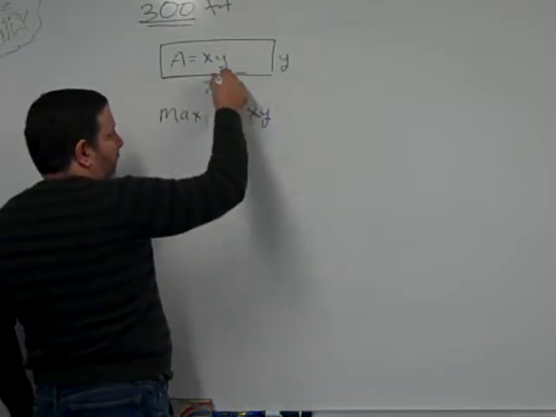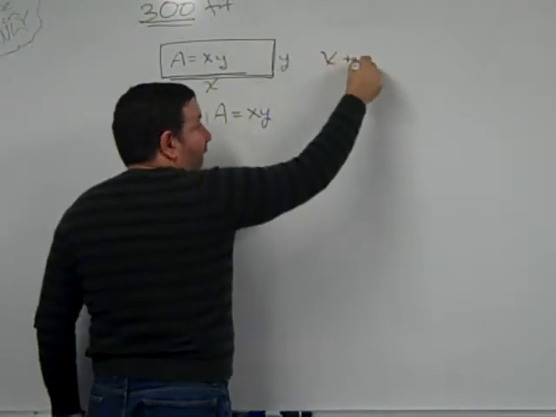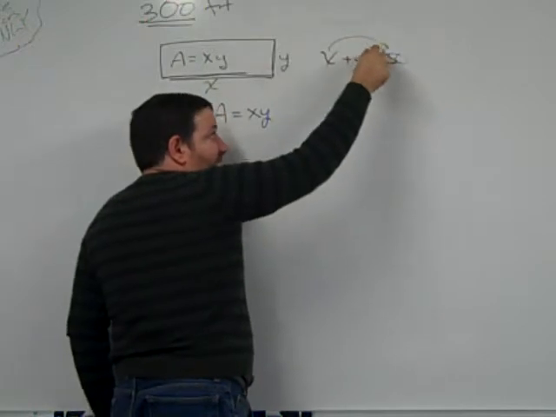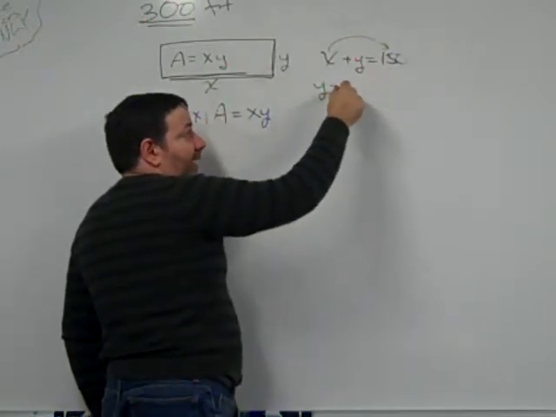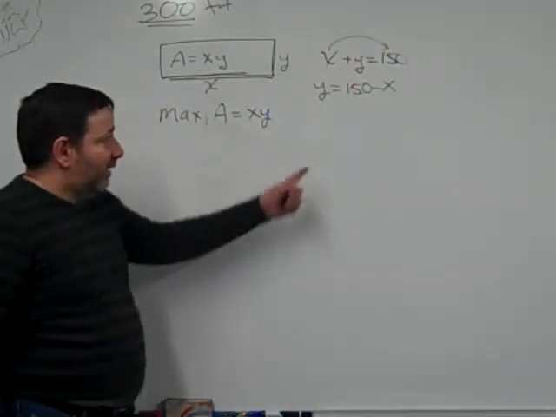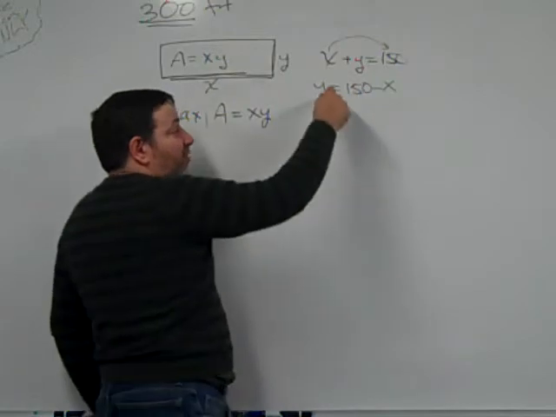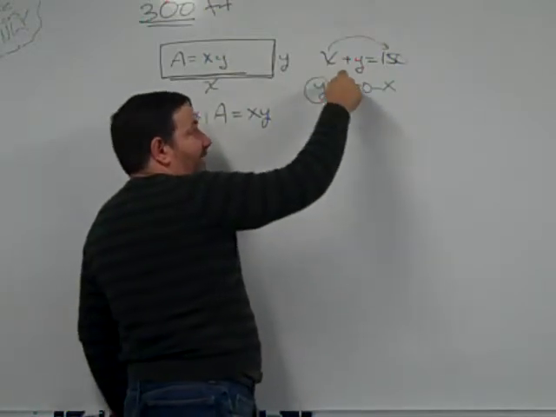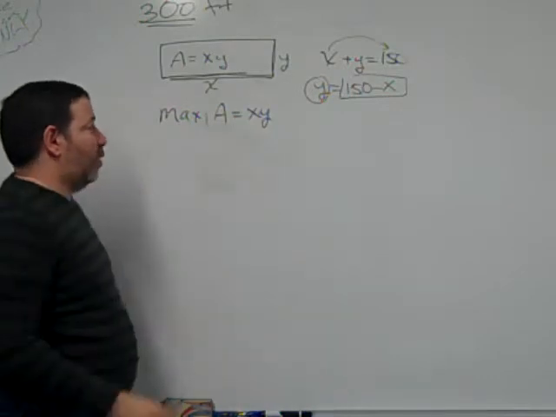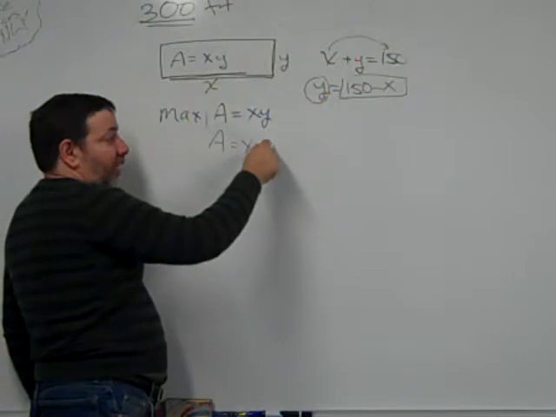Well, remember, half the perimeter is X plus Y, and it equals 150. If I bring the X over, I learned that Y is 150 take away X. This symbol means, among other things, whenever I see this, I can write that. Just remember it's X times Y. So A is X times Y.